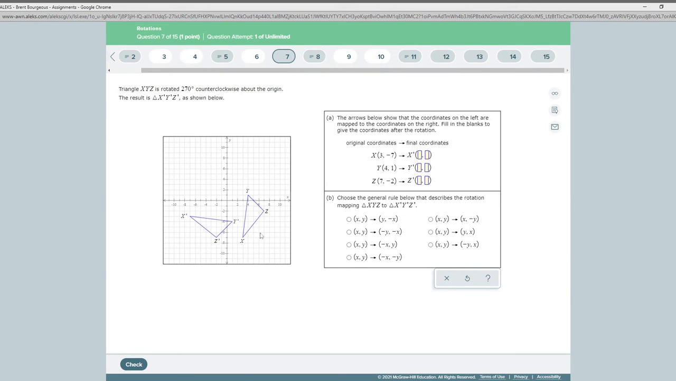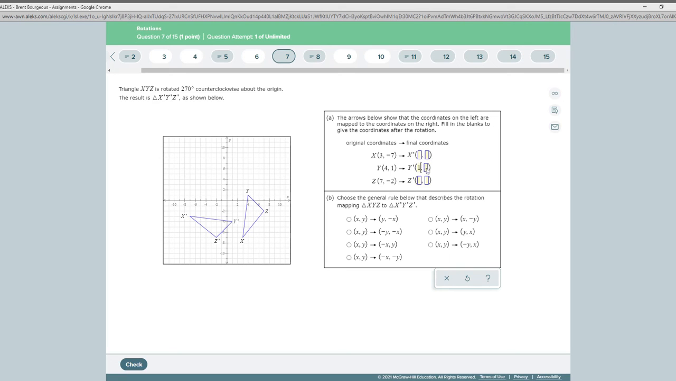Okay, here we go. On this one, it says you rotate it 270 degrees counterclockwise about the origin. And they've done that. So they started here and rotated it 270 degrees, and it ended up right here. So now the question is, what are the new coordinates of this particular figure, and then what is the rule that applies here? If we look at y on our first one, it was 4, 1, and our new y value is 1, -4.